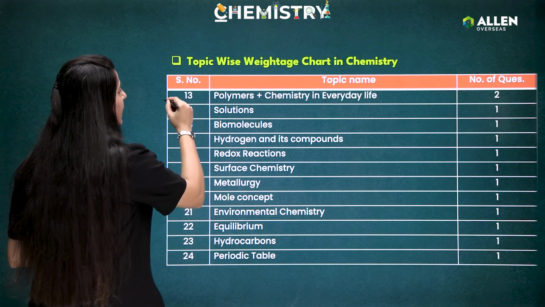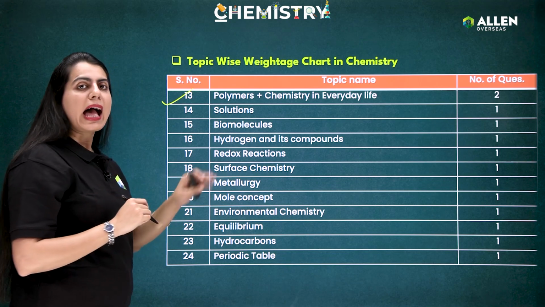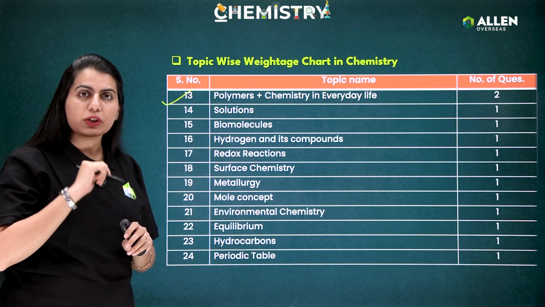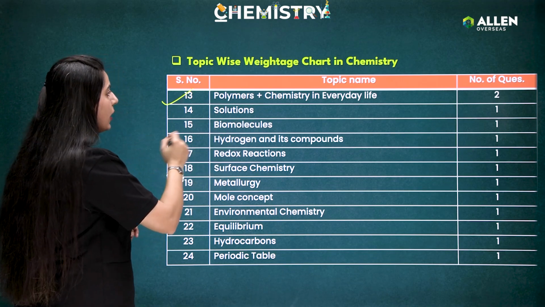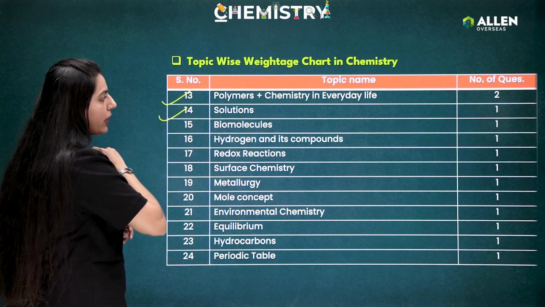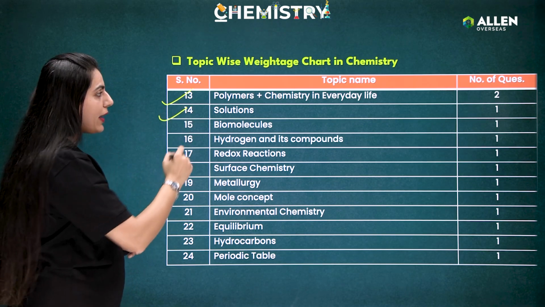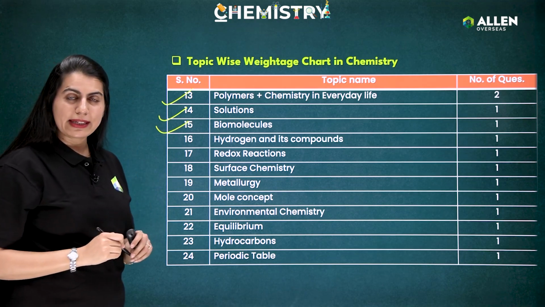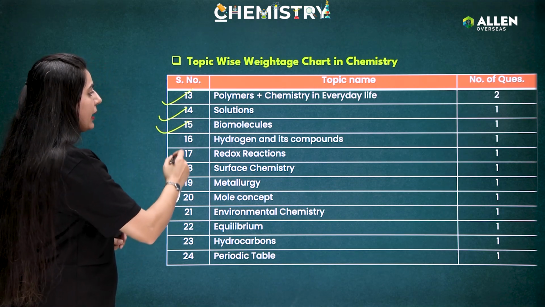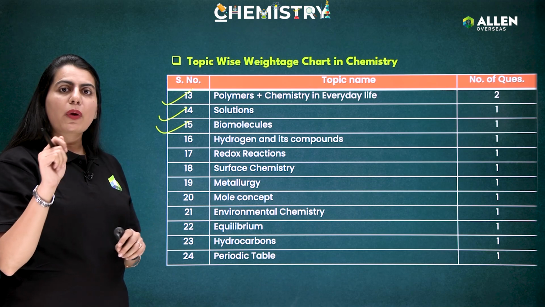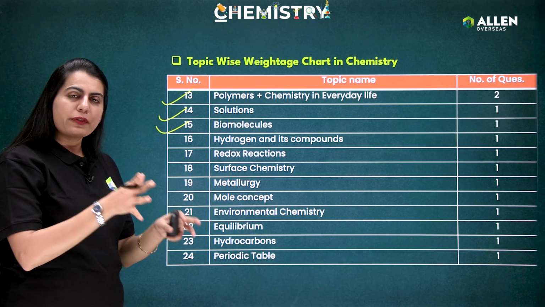So you can see the number of questions from polymers and chemistry in everyday life. One question came from each, overall 2. Then from solutions, one question came. From biomolecules, one question came as well. In biomolecules, the question came from the part of DNA.